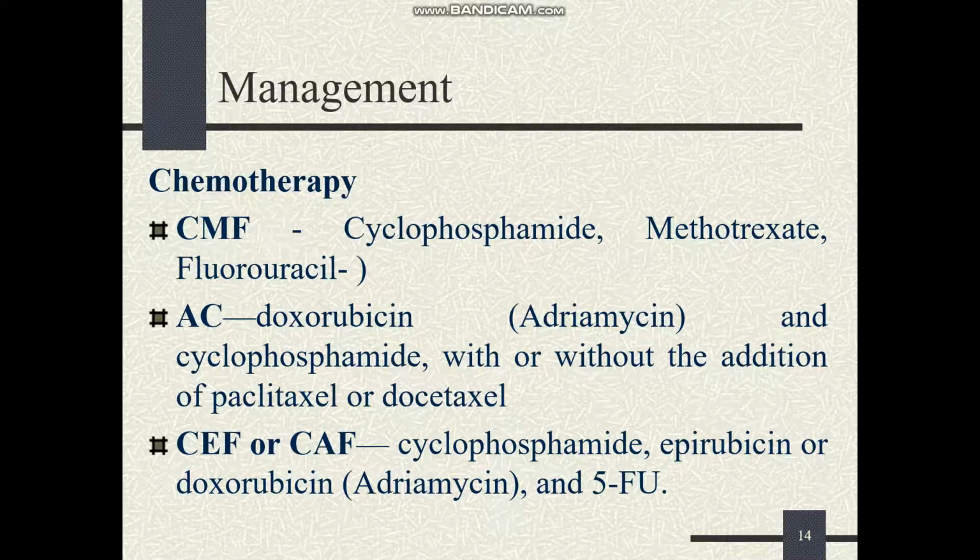Okay, there are some chemotherapy regimens: CMF, cyclophosphamide, methotrexate, and 5-fluorouracil. AC, doxorubicin, that is Adriamycin, doxorubicin is the other name, and cyclophosphamide. It can be combined with paclitaxel or docetaxel, optional. And another regimen is CEF or CAF: cyclophosphamide and 5-fluorouracil. It can be added with epirubicin or Adriamycin.